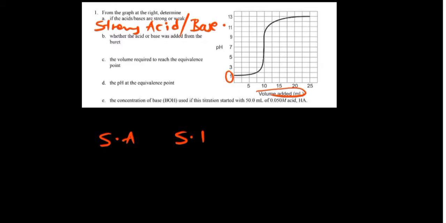So we were adding a base to what was in the flask there, or a beaker, or whatever was being used. And then C says the volume required to reach the equivalence point. The equivalence point is basically where we're observing a steep rise in our graph. In this case, it is this part. If you draw a line going down, it gives you a volume. From what we are observing from our curve, it's 10 milliliters. That's how much volume was required for us to reach the equivalence point.